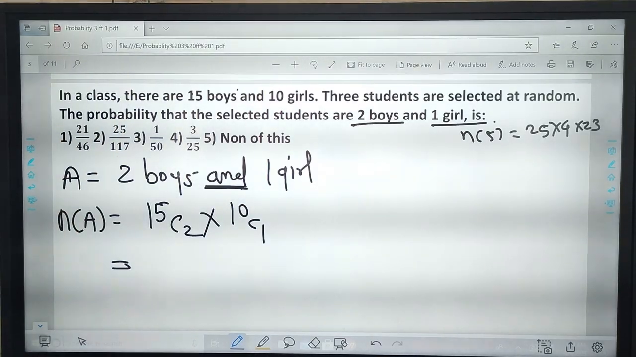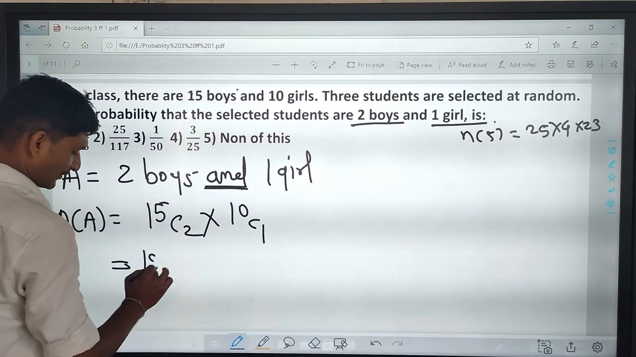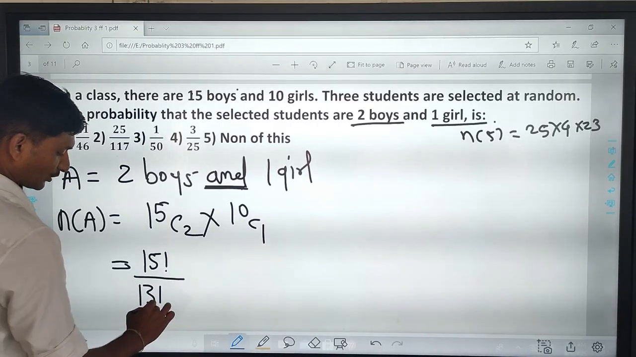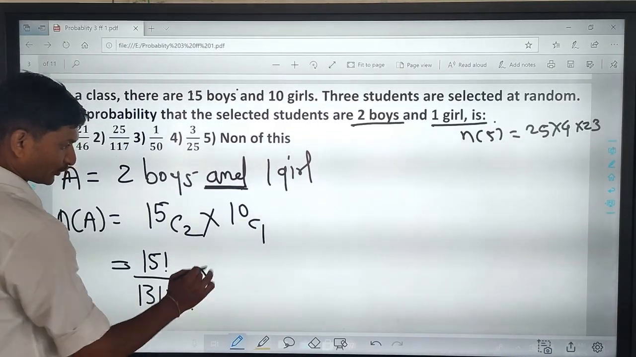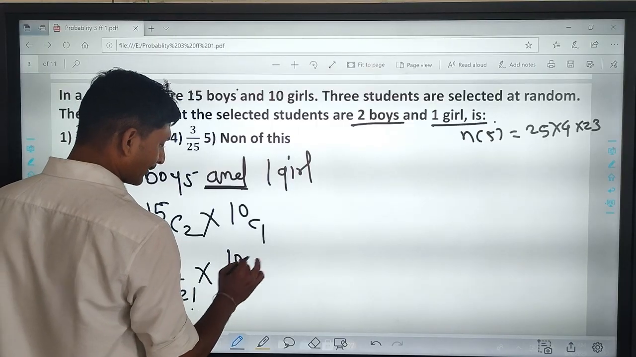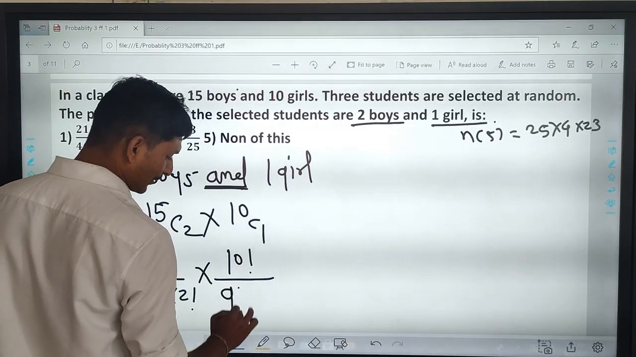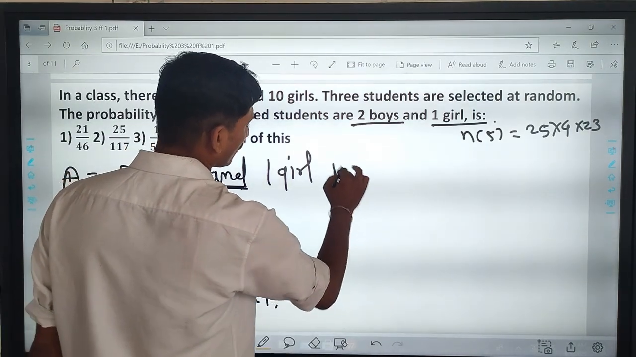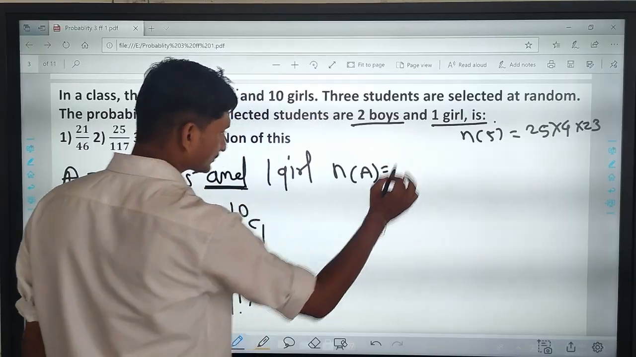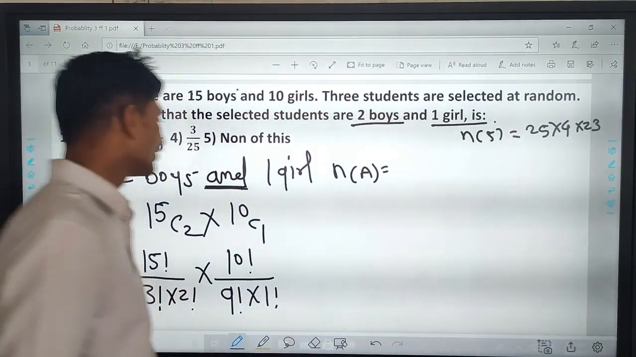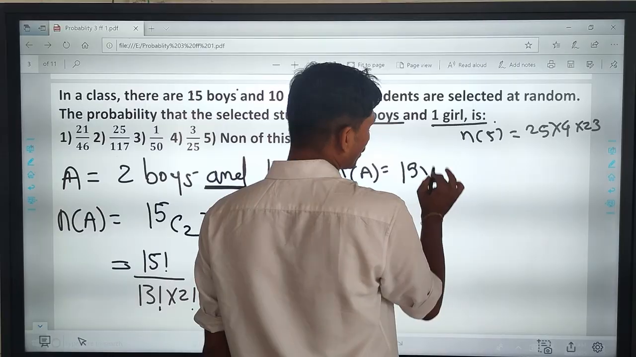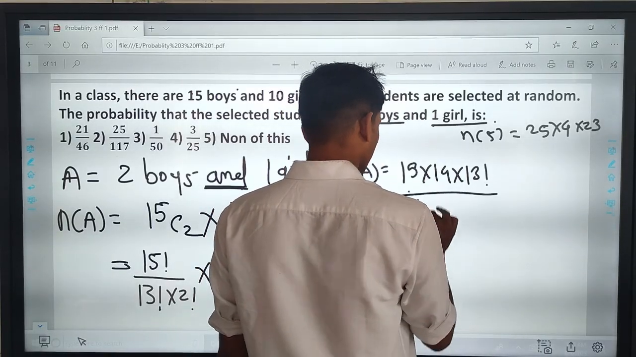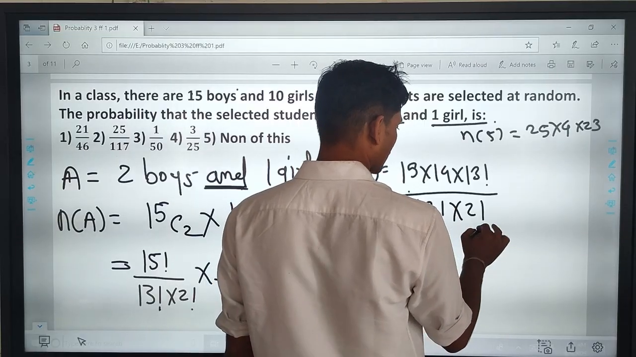Here we write 15C2 means 15 factorial divided by (15 minus 2) factorial, 13 factorial into 2 factorial, into 10C1 means 10 factorial divided by (10 minus 1) factorial, 9 factorial into 1 factorial. Here we write n of A is equal to 15 into 14 into 13 factorial divided by 13 factorial into 2 factorial.